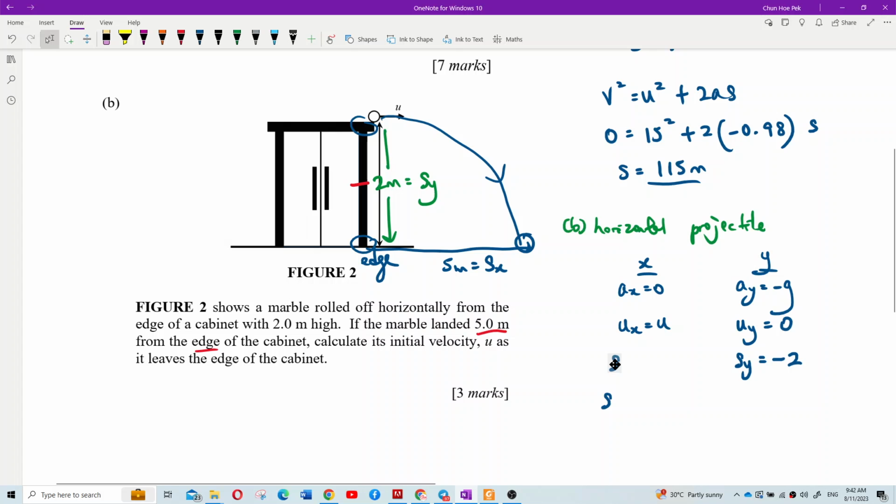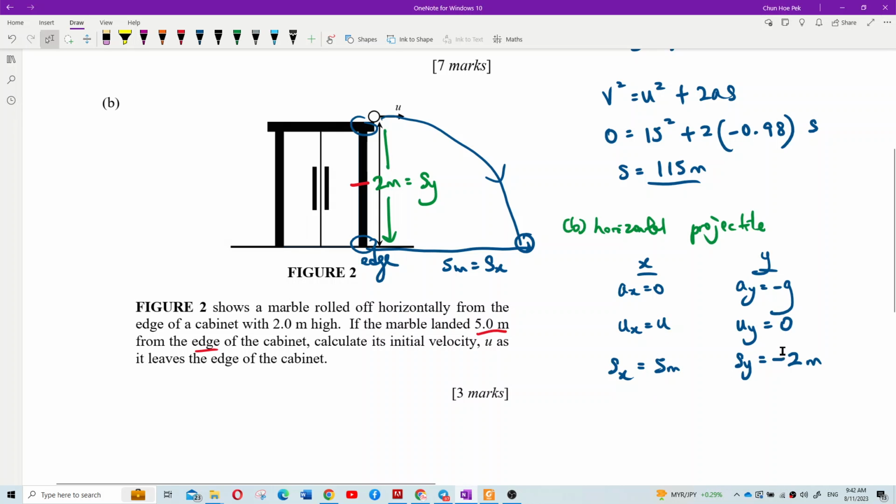Okay. And then we have Sx. Sx is 5 meter. Okay, class. So Sy is negative 2. Sx is 5. Yeah. So next, what do you do? Find the initial velocity.